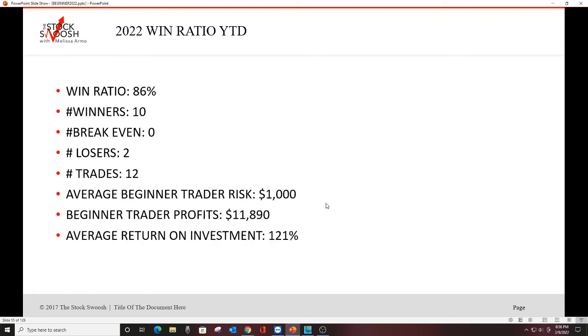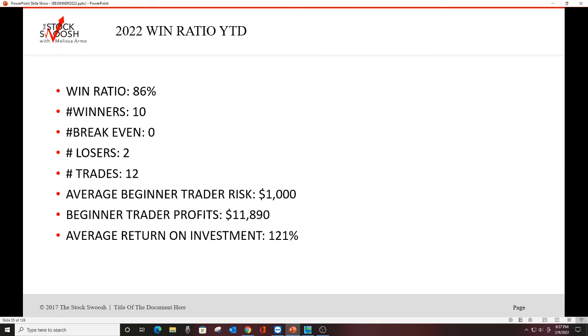So long story short, win ratio 86%, 10 winners, 0 break evens, 2 losers, and 12 trades, because you couldn't have done a few of them that were out of the price point for a beginner risk, which is, you know, whatever you decide. If you decide to risk $3,000 a trade, you could have done some $2,000. You have to decide. Again, how can you do something like Amazon if your risk is $1,000? You can't take one contract. It costs $5,600, that one.